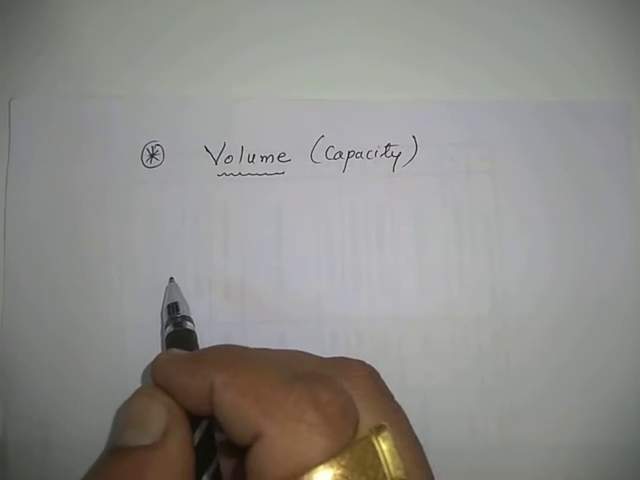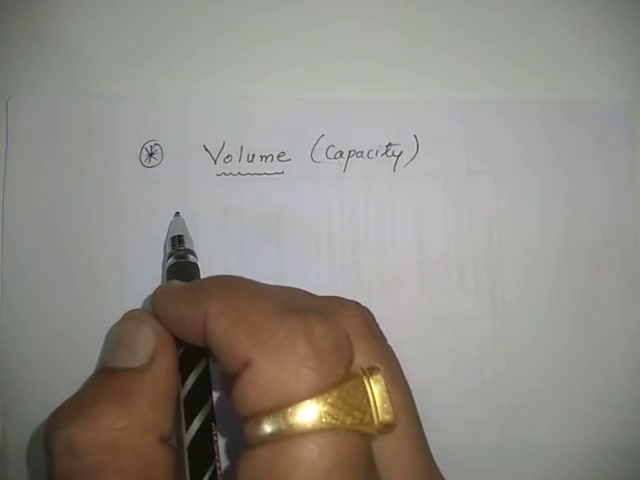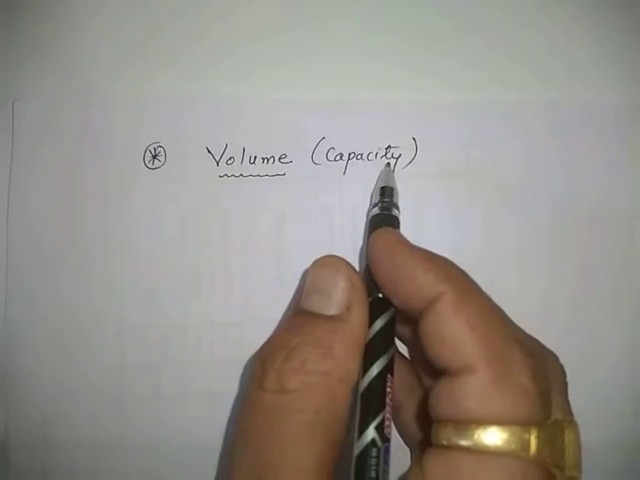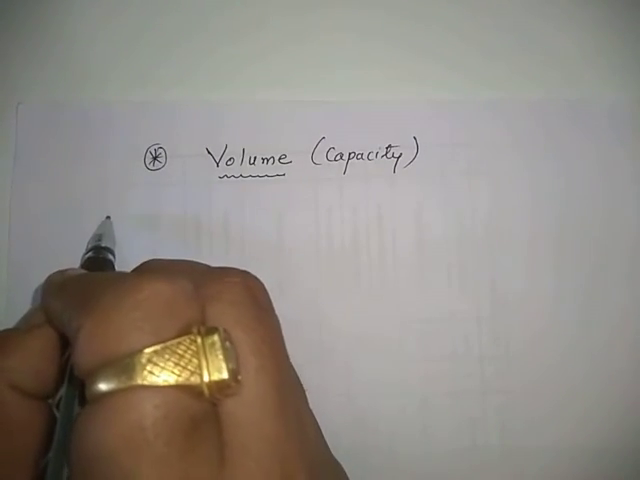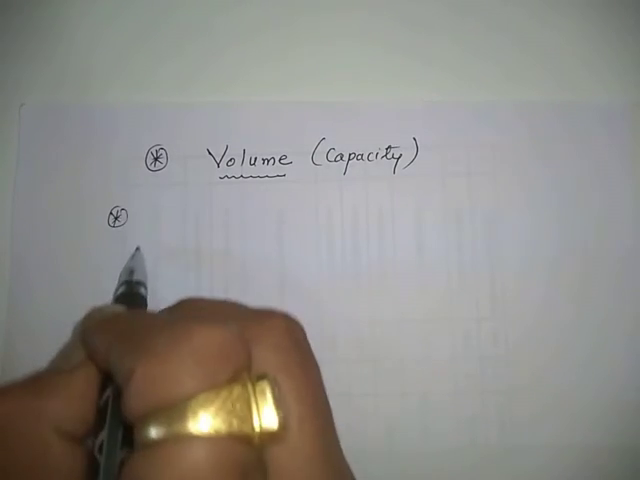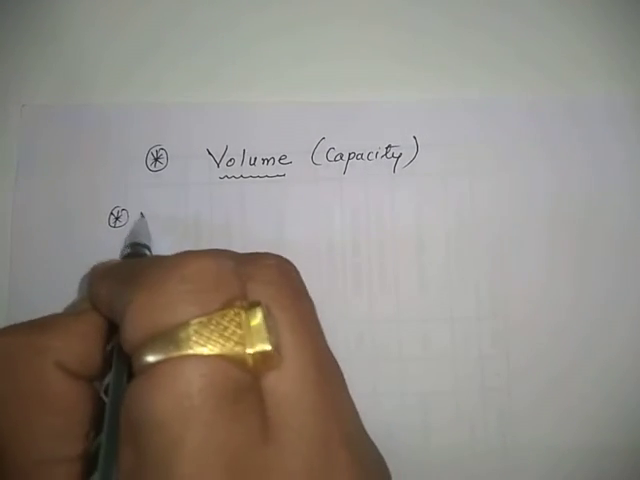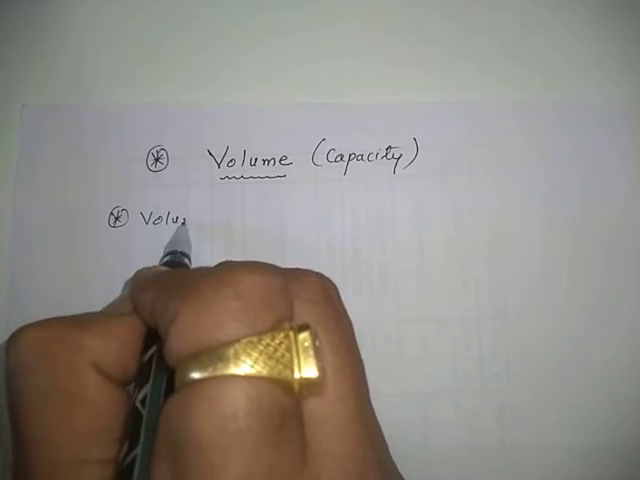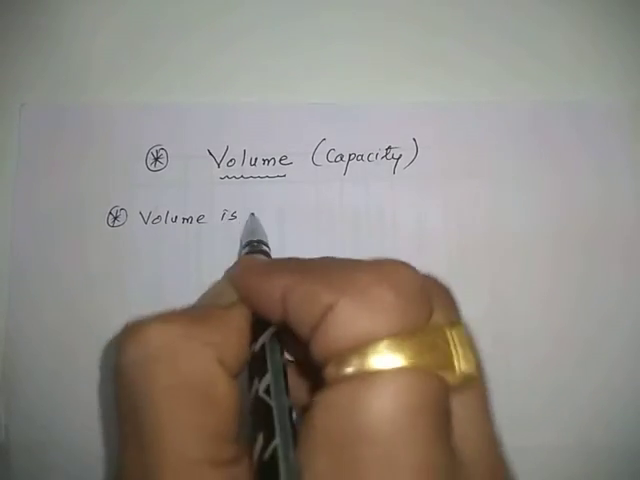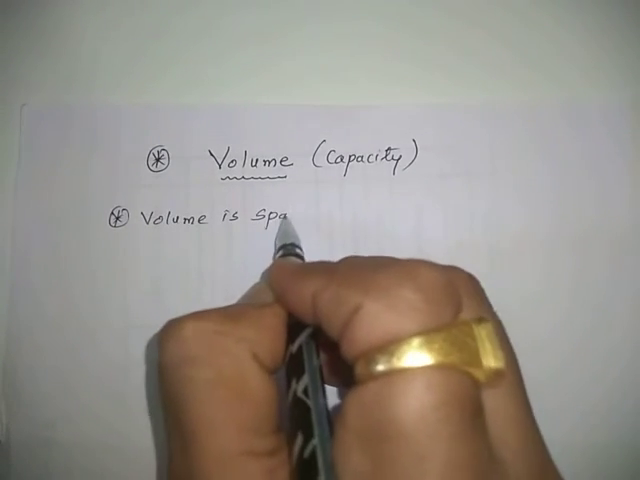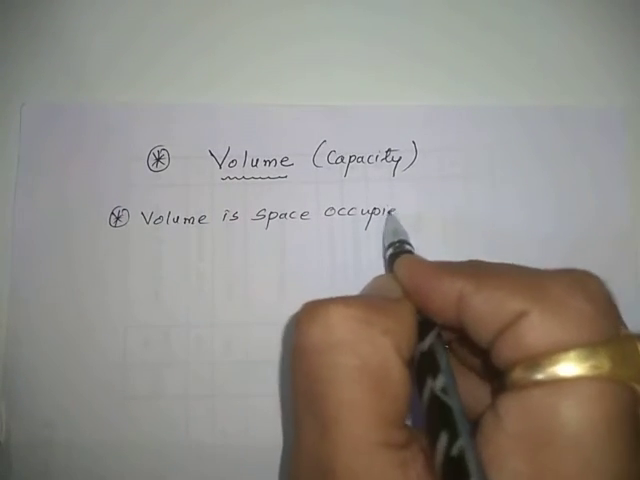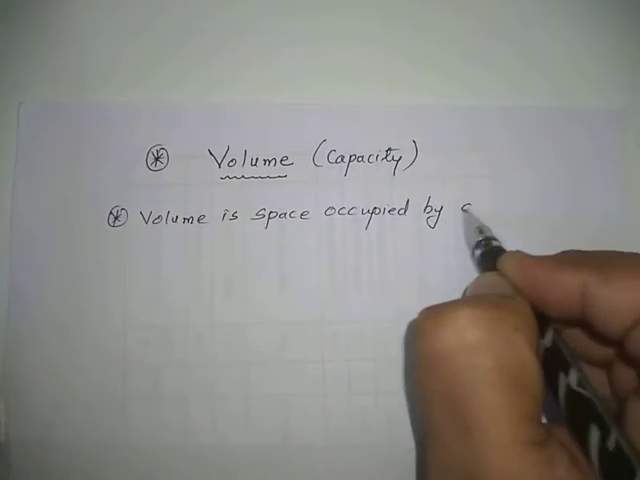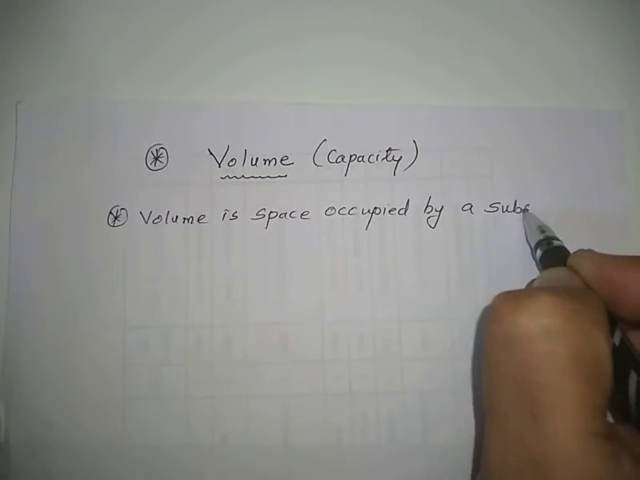Let's continue, friends. Now, in lesson 11, we want to continue for the volume part also. What is volume? First, we will learn what is volume. As we have learned what is area, similarly, volume is space occupied by a substance.